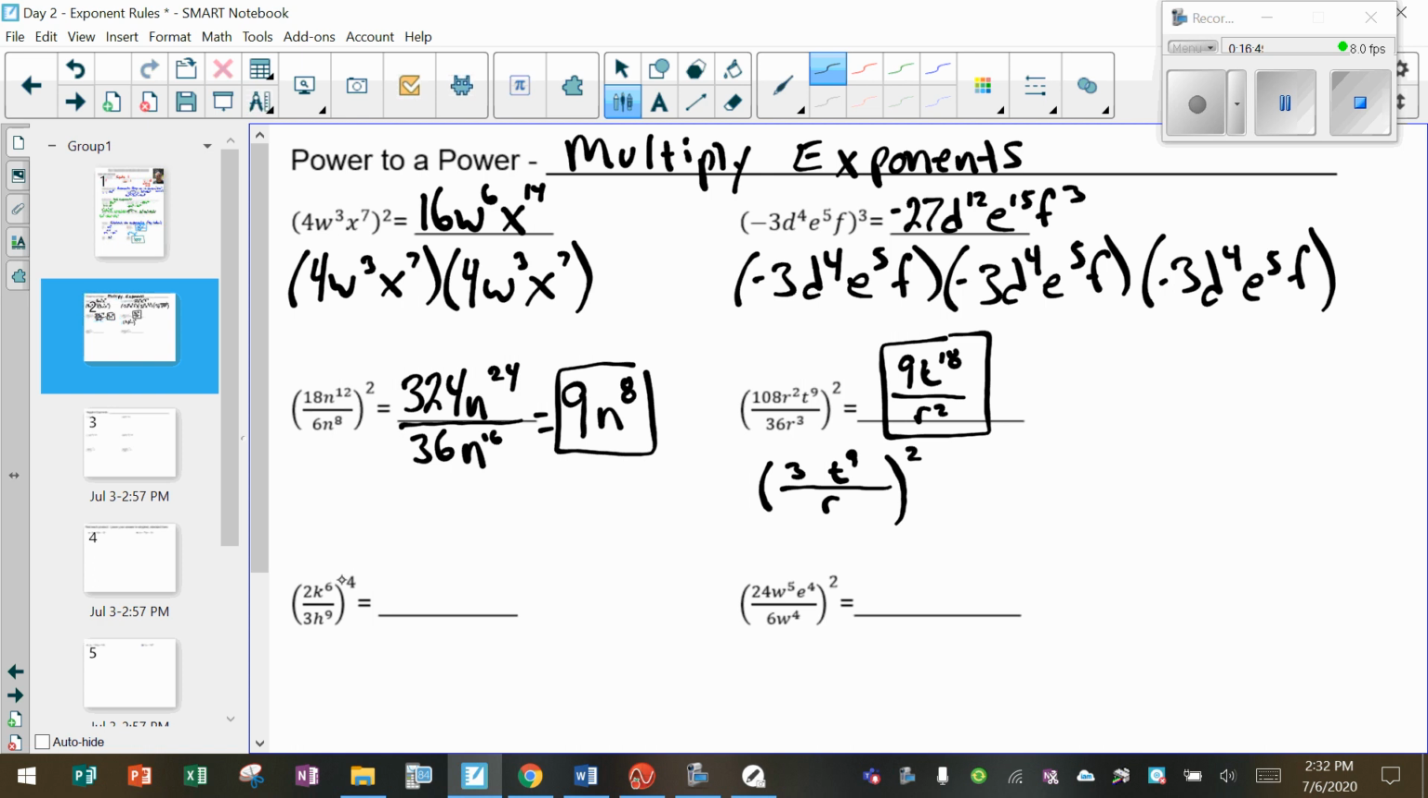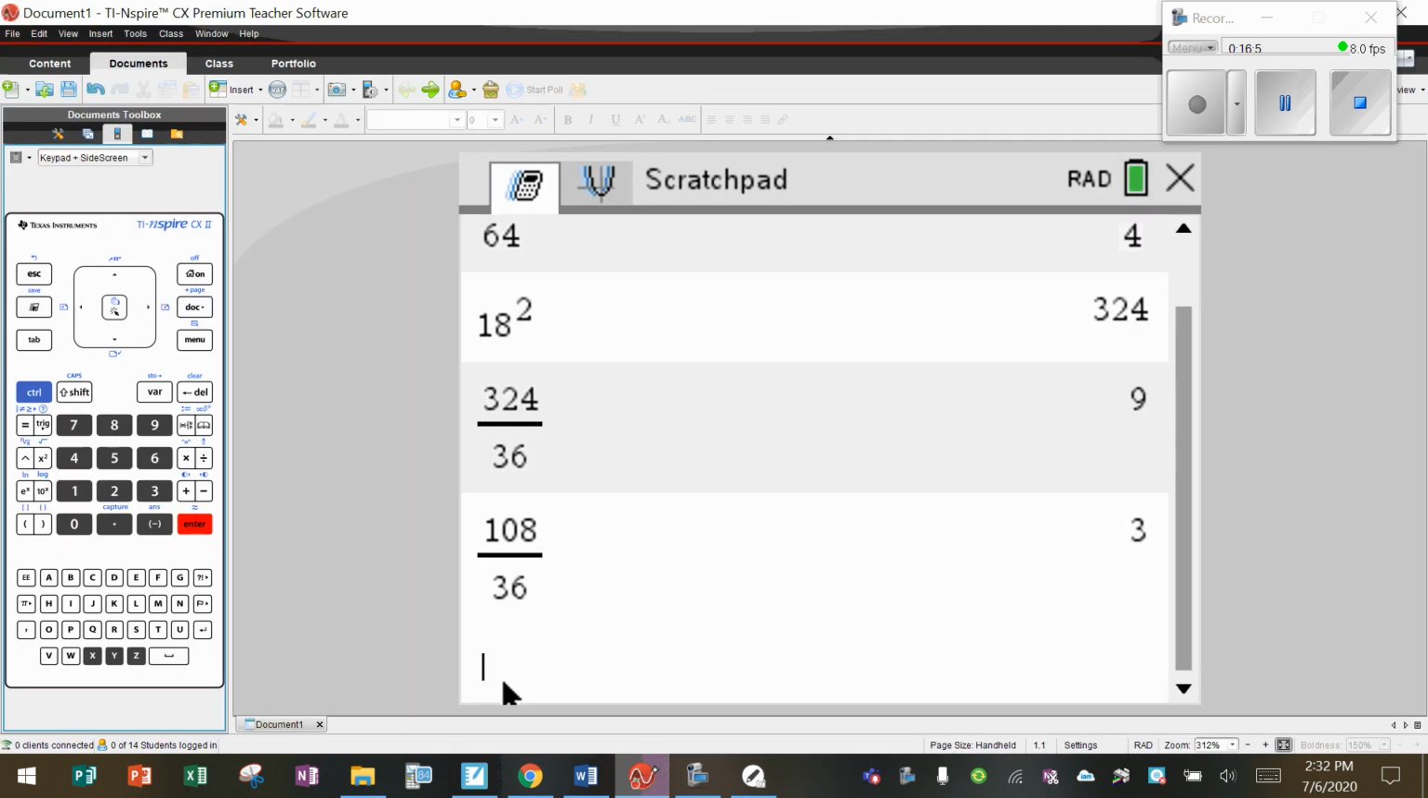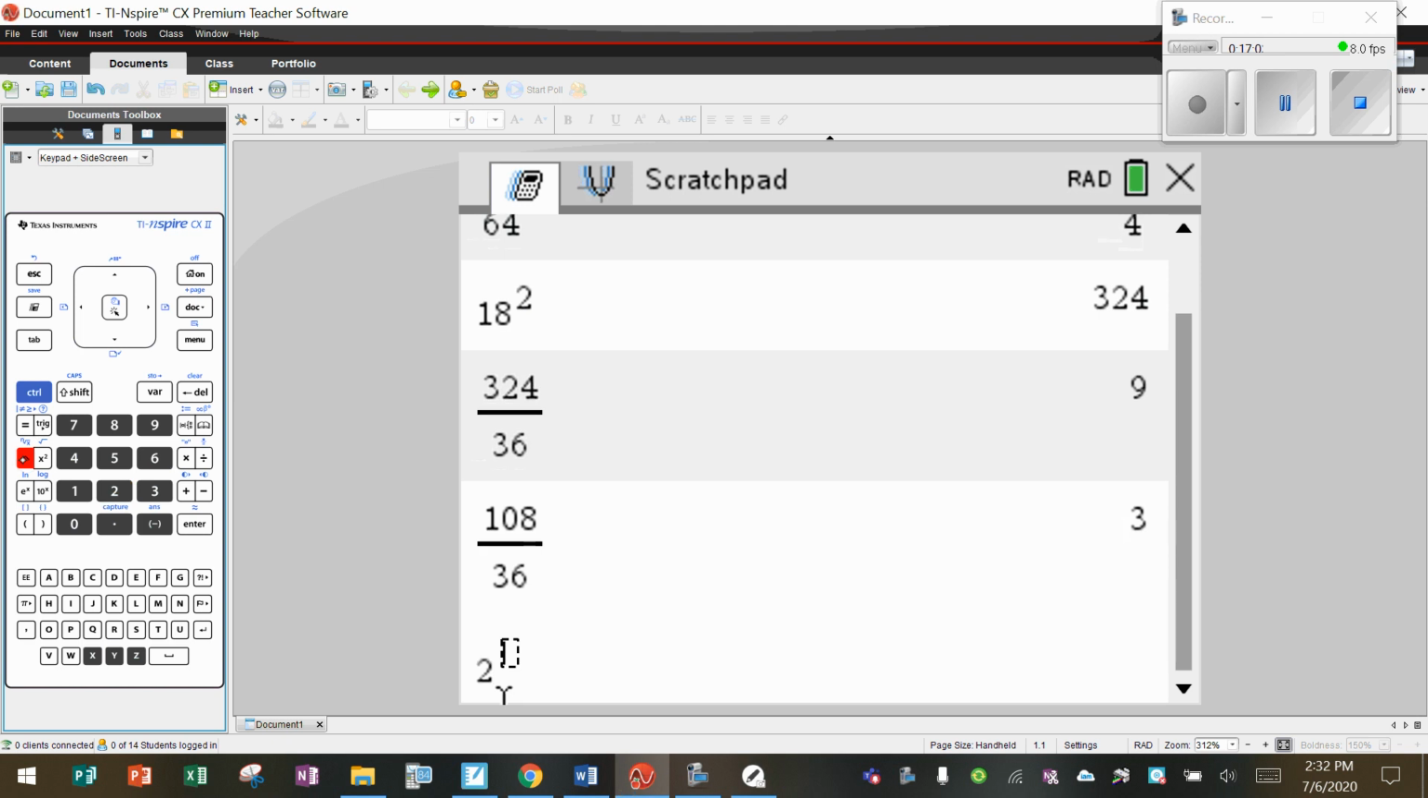So we do 2 to the 4th. That means 2 times 2 times 2 times 2. On your TI Inspire, there's a button that's called the caret button. It'll make an exponent. It's next to the x squared button. You can see it in red on my screen. That's how I can make a number turn into an exponent. So that's 2 to the 4th.